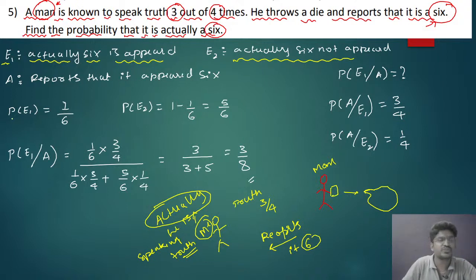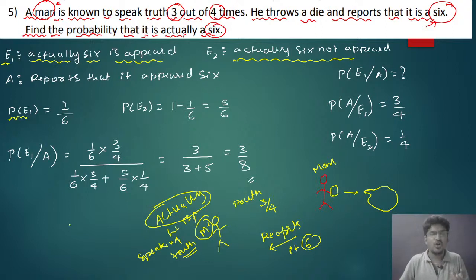So for that, first we have to calculate the probability of E1, that means occurrence of 6 on the dice. The dice has 6 faces, so the total number of faces is 6. On one of the faces of the dice there will be a 6, so the favorable case is 1. Total number of cases is 6. Therefore 1 by 6 will be the probability of E1, that means 6 appeared.